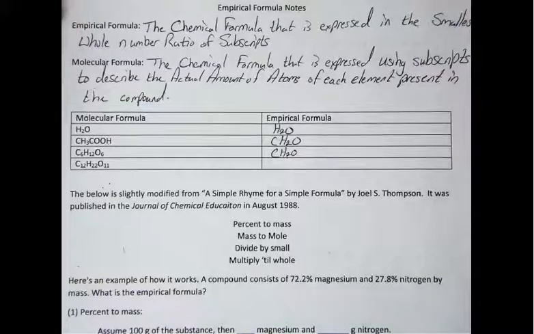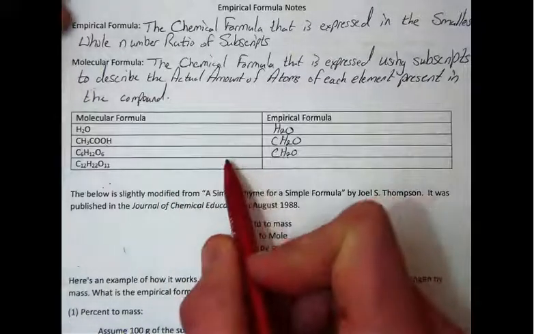Now, sometimes it is more advantageous for us to use the empirical formula. For example, ionic compounds form crystal lattice structures that are repeating, so it's better for us to just reduce these to the smallest whole number ratio in the empirical formula.